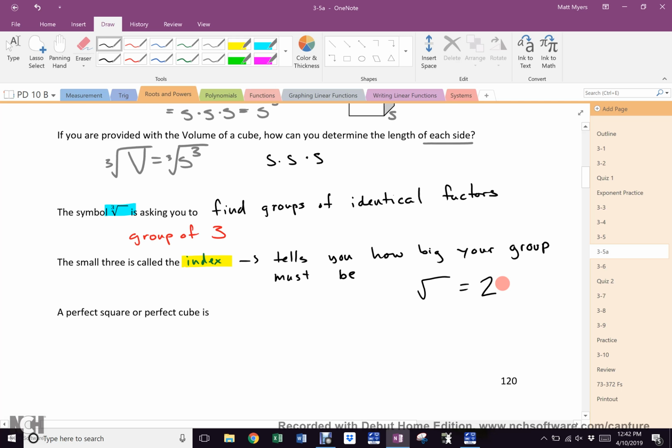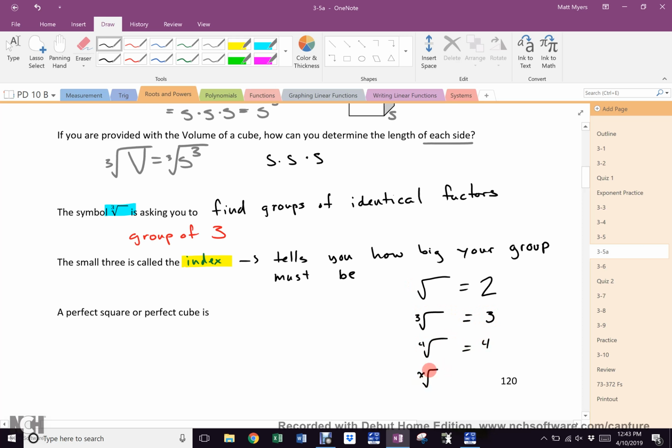But in this case, we don't write the 2. Why? Because this symbol means we're looking for a group, yes? Can you have a group of 1? No. So there will never be a 1 there because you can never have a group of 1. Okay? So obviously if there's a little 3, I'm looking for a group of 3. If there's a little 4, I'm looking for a group of 4.